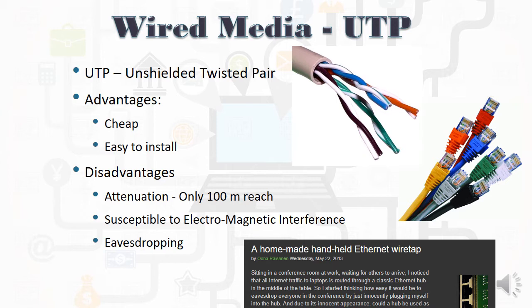For electromagnetic interference, if it's in a very noisy EMI environment, like a factory where there are a lot of machines producing EMI, that can be a problem. Eavesdropping is when somebody can actually tap onto the wires, and even though they haven't damaged the wires or cut through them, they can tell what is going on and what signals are going through the wires, and they can actually interpret them and then tap onto your communication. I found this homemade handheld Ethernet wire tap little recipe on the internet.